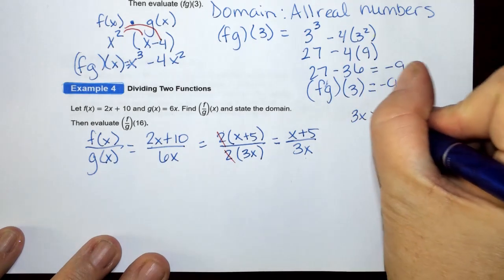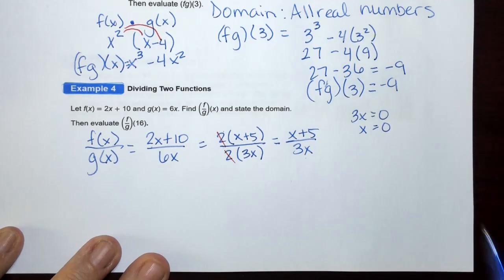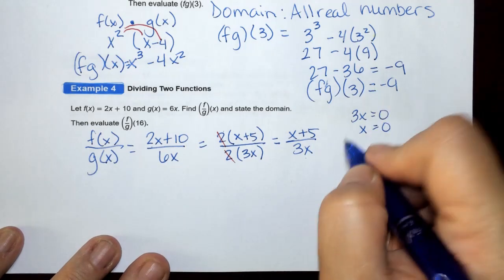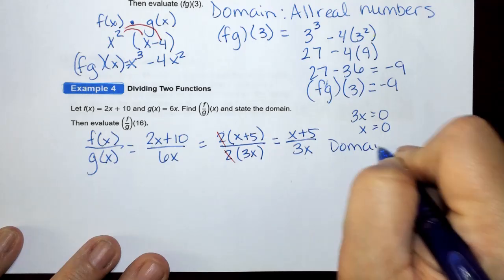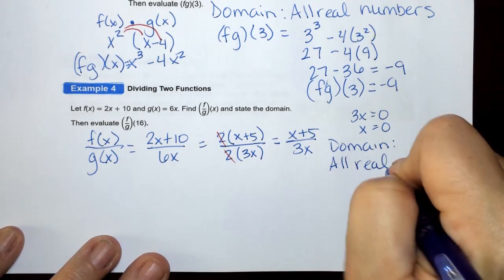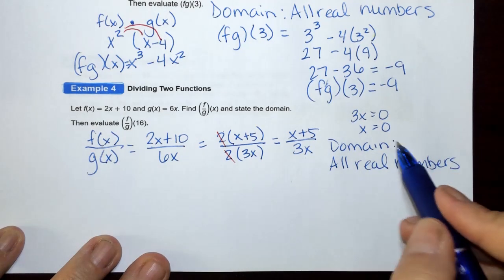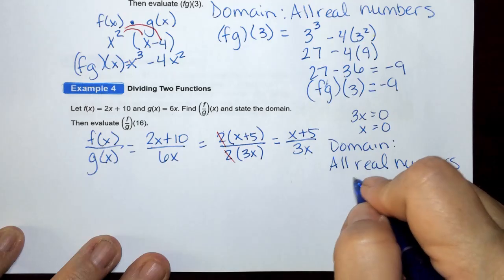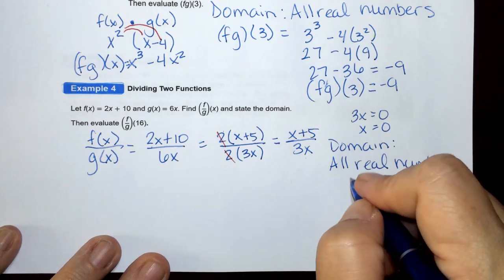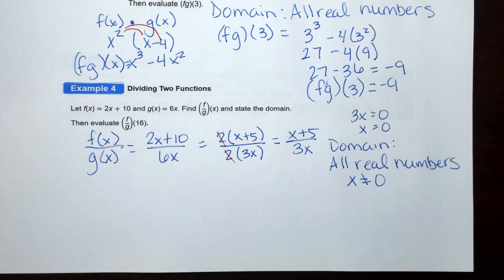So 3 times x equals 0, what would that be if x was 0? Right? So you have to put that in your domain. However, if we were to graph this, it would give us an asymptote at 0. So we would say, except x cannot equal 0. So it's all real numbers except 0.